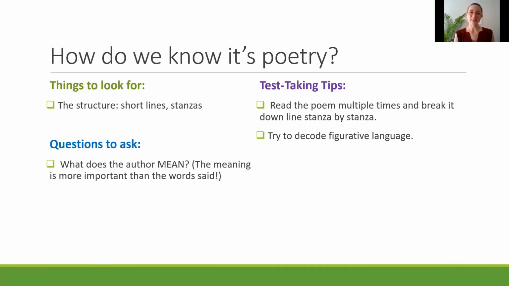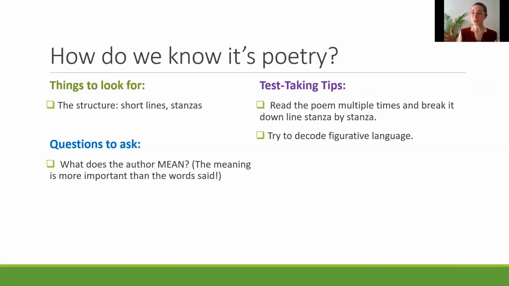All right, our last one is, how do we know it's poetry? Well, poetry is so easy to identify, right? It looks so different from an essay. It's usually more narrow, it's usually short lines with stanzas. So some questions to ask, you need to be thinking about, what does the author mean, not just what does the author say. Oftentimes there are hidden meanings in poetry. It's not just about what the words are on the page, but the meaning and feeling behind them. That's what makes poetry so challenging. Of course, it's very short, it's often easy to read through quickly, but really understanding that deeper meaning can be a challenge.